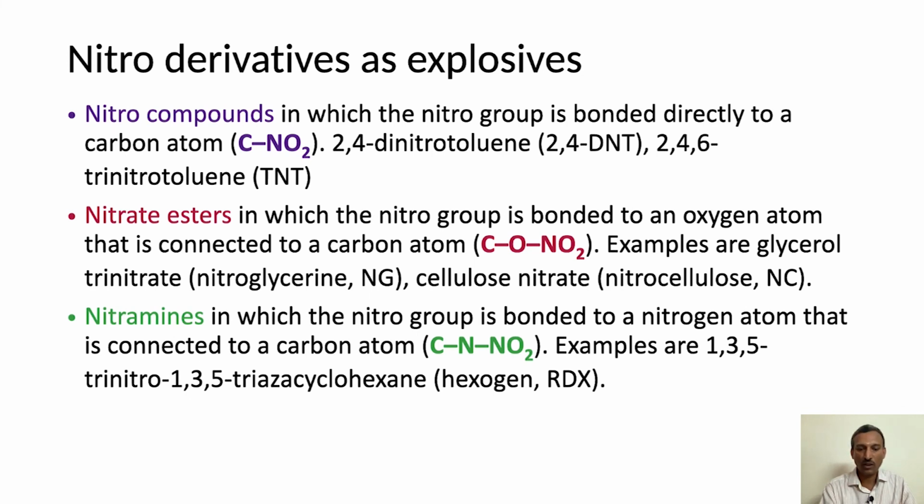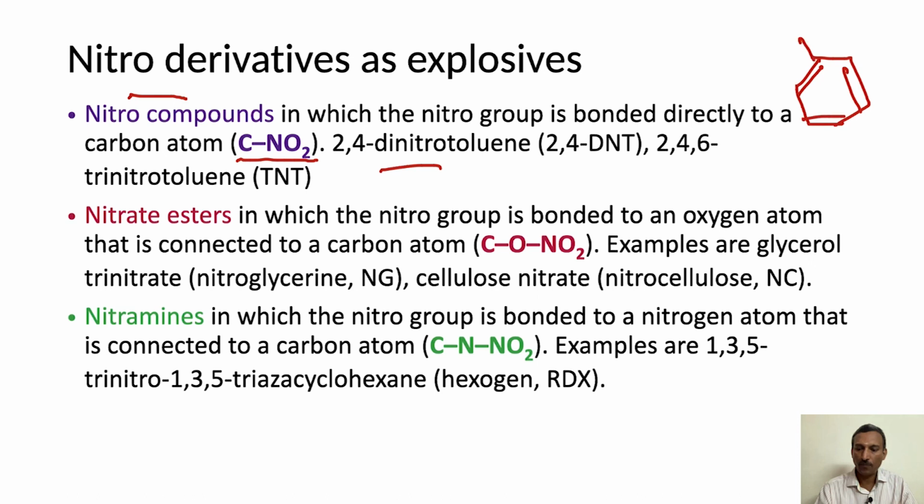We have seen that a nitro compound, having the formula C-NO2, is one in which the carbon and the nitrogen are connected directly. That means the nitro group is attached directly to the carbon. These are called nitro compounds, and some examples are DNT, trinitrotoluene, etc. 2,4-dinitrotoluene, 2,4,6-trinitrotoluene. These are some examples. The nitrotoluene structure is given here.